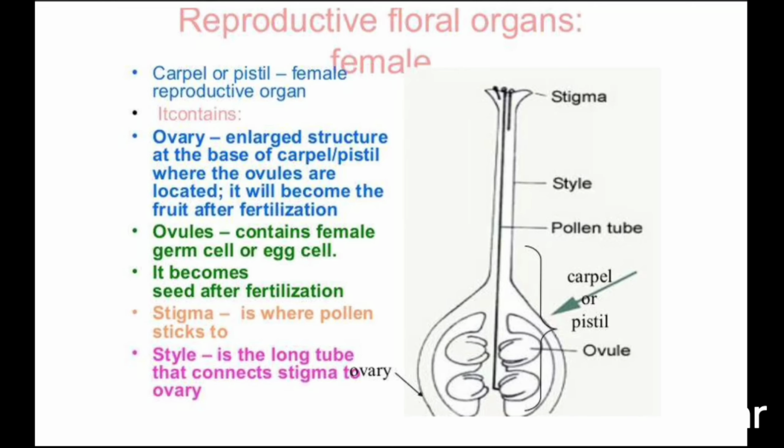So you understand that there is an ovary, which is the enlarged part. In the lower portion of the flower you can see an enlarged structure at the base of the carpel or the pistil, right. Inside it there will be the ovule, and inside that there will be the female gamete, the egg, right.